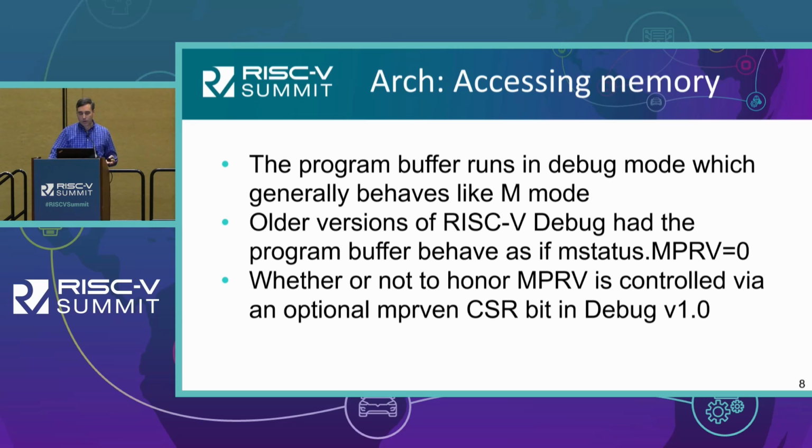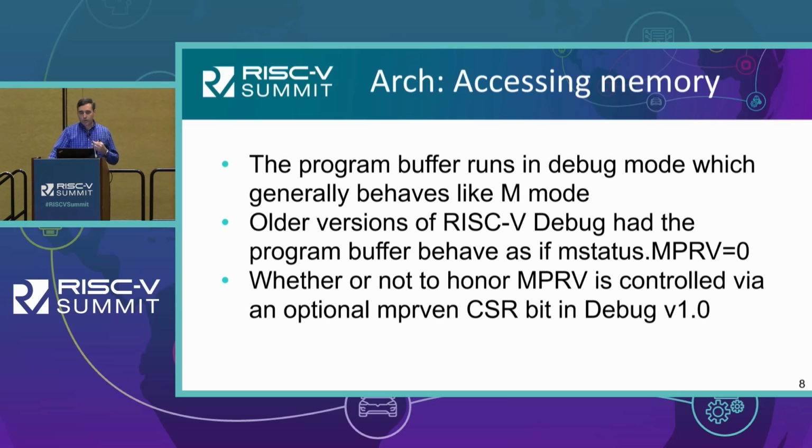If MPP is a mode other than M, then it does the page table translations and the PMP lookup as if it's user mode or whatever. And that's very useful. But the earlier versions of the debug spec required debug mode to behave as if MPRV was 0, regardless of the actual value of MPRV. That's convenient if you don't know the state of MPRV when you enter debug mode, and if all of your memory accesses want to be using physical addresses.